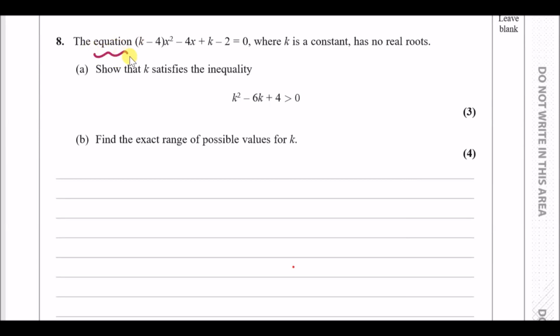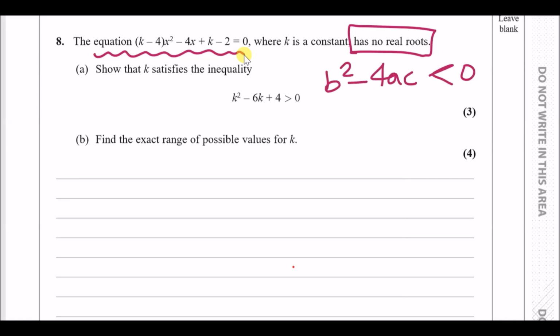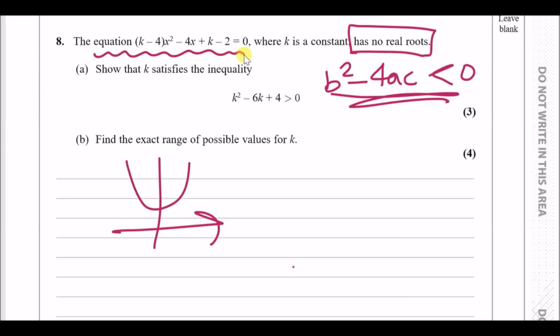Okay, number 8. So the quadratic equation, which is this bit here, where k is a constant, has no real roots. When something has no real roots, this implies that the discriminant b squared minus 4ac must be negative. This literally tells us that when you plot a u-shaped graph, it does not touch the x-axis. If it did touch the x-axis, then you would have a real root.